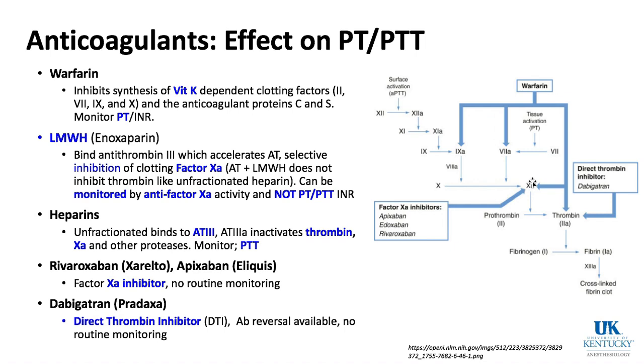They bind to antithrombin 3, accelerating the antithrombin with selective inhibition of clotting factor 10A. Now, antithrombin plus low molecular weight heparin doesn't inhibit thrombin like our unfractionated regular old heparins do. And we can monitor anti-factor 10A activity, we don't do that very commonly, but we don't monitor PT, PTT, or INR for enoxaparin or low molecular weight heparin therapies.